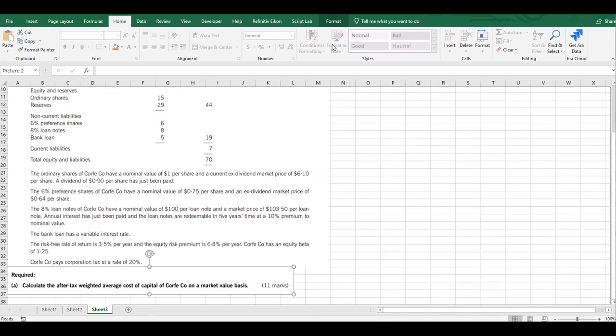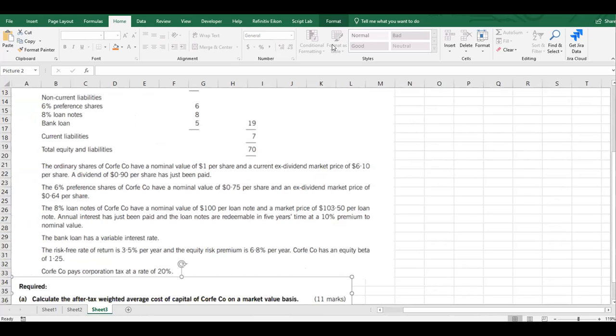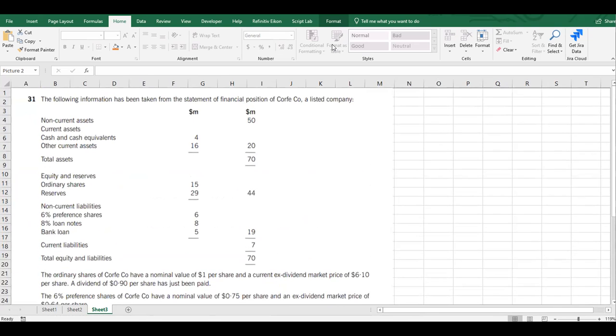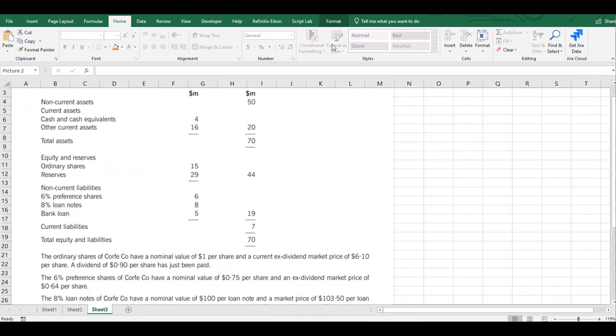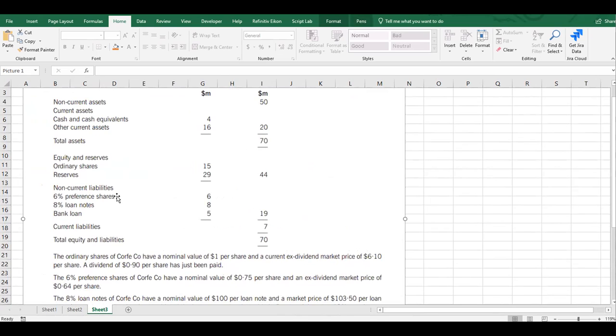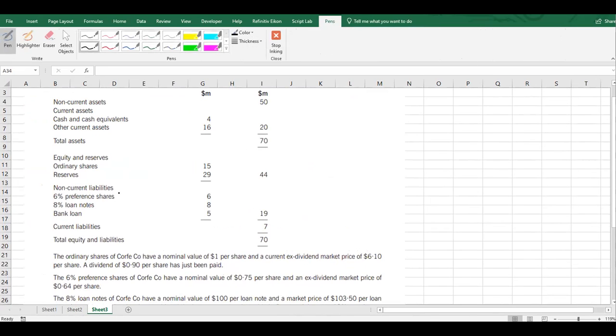Okay, the requirement is to calculate the after-tax weighted average cost of capital of the company on a market value basis. The following information has been taken from the statement of financial position. Non-current assets, current assets, cash, equity, ordinary shares, reserves are given. 6% preference shares are given. 8% bank loan notes are given, and then bank loan is given.